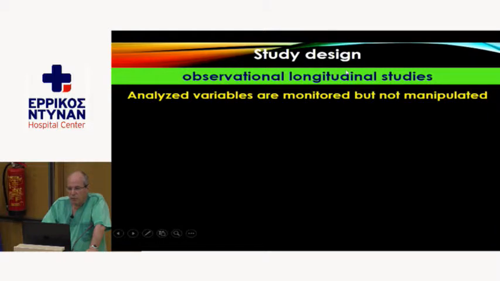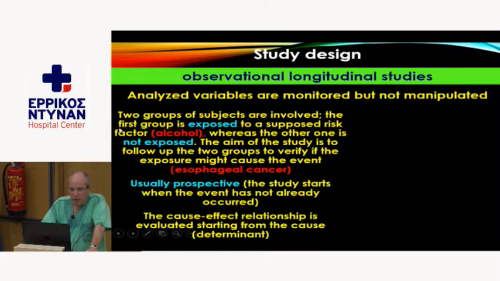In the observational longitudinal study, the analyzed variables are monitored but not manipulated. So you are just observing what happens. Two groups of subjects are involved. Every time you need a comparison group. The first group is exposed to a supposed risk factor, let us say alcohol, whereas the other one is not exposed. The aim of the study is to follow up the two groups to verify if the exposure may cause the event, like, for instance, esophageal cancer.